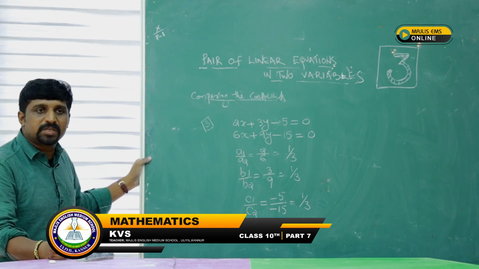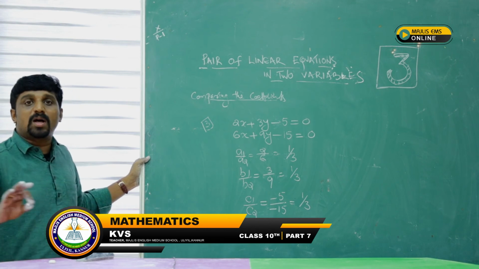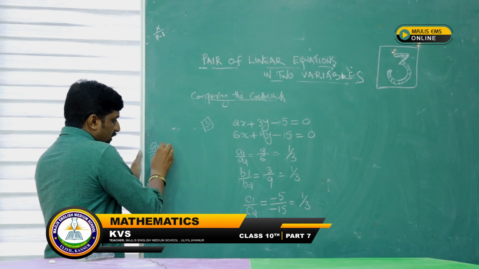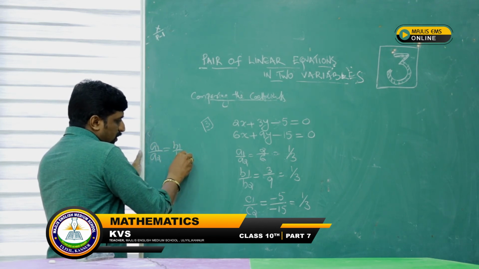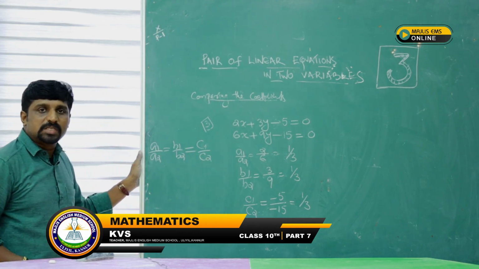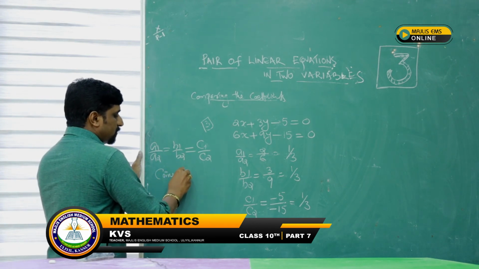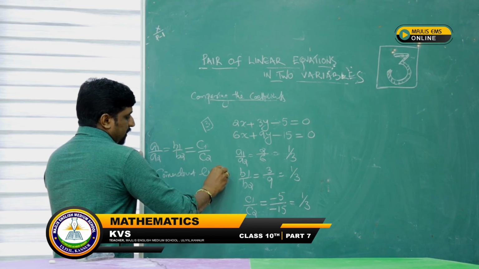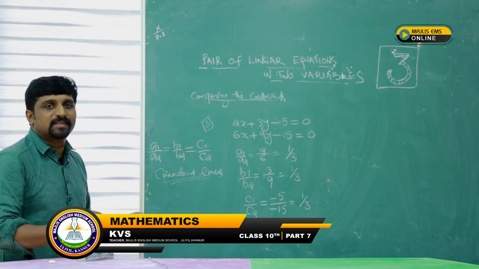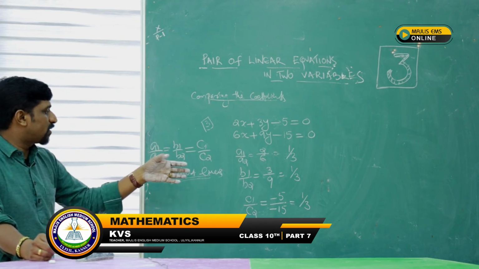When we compare the coefficients, a1 by a2, b1 by b2, c1 by c2 are all equal. We get the condition a1 by a2 equal to b1 by b2 equal to c1 by c2. Therefore, we can conclude it is coincident lines. After drawing this graph, we always get the same line. Without drawing the graph, we can conclude like this.